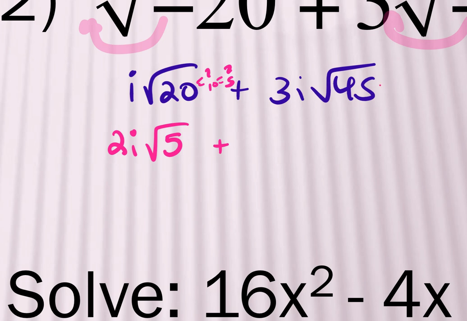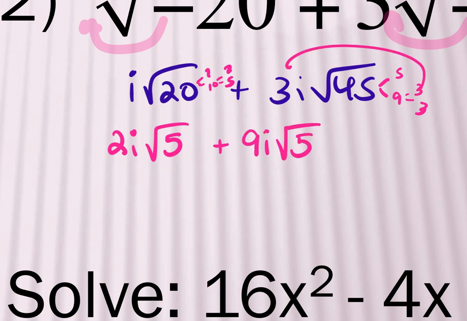Plus, take that 45, break it apart. So it could be 5 and 9, which is 3 and 3. And the 3 comes out. 3 times 3 is 9i square root 5. And then only because they both have an i and both have a square root 5 can I combine these into 1. I'd add that 2i and the 9i. I get 11i square root 5.